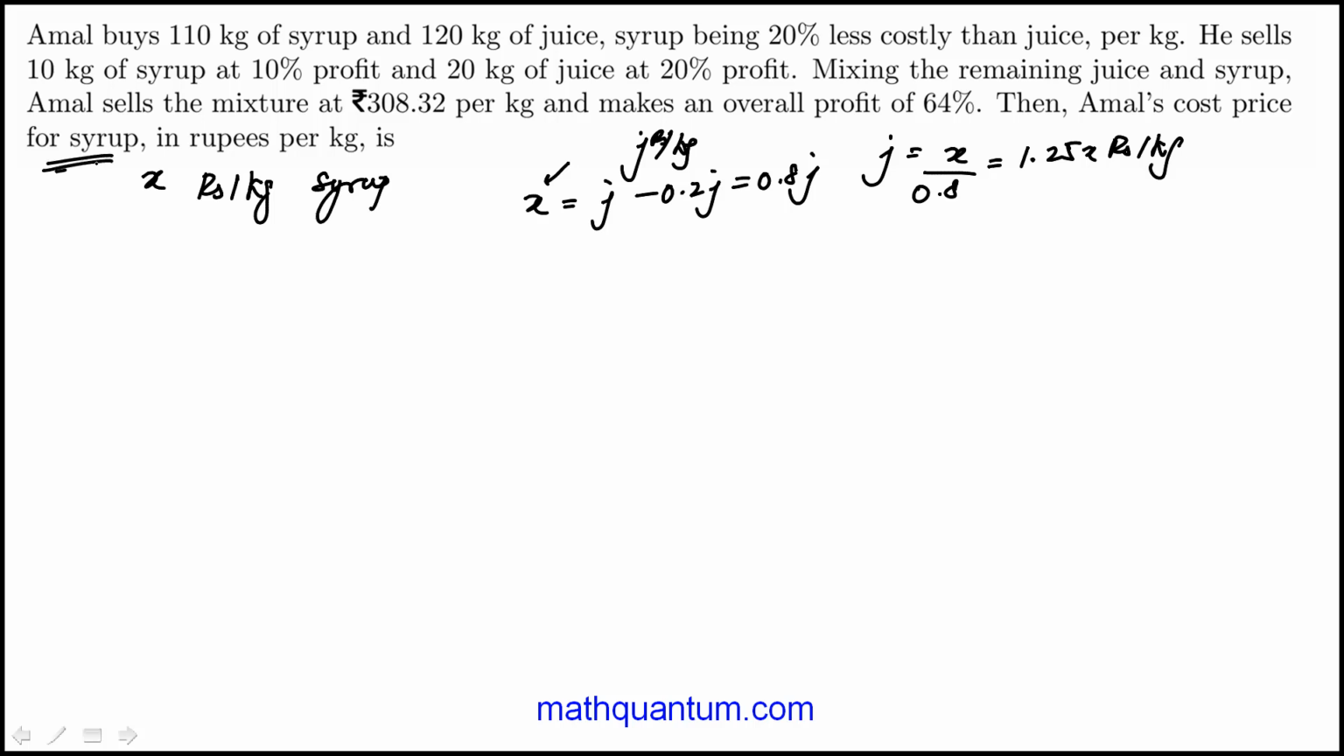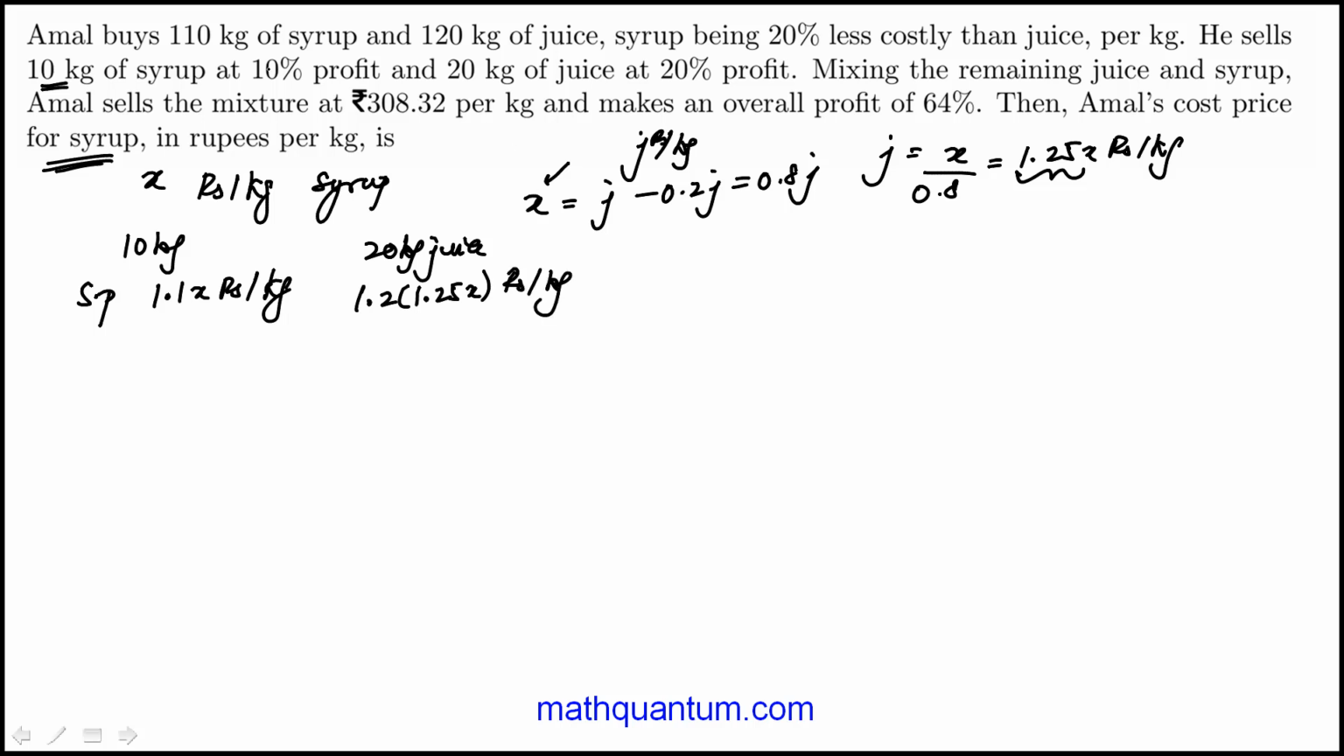And because eventually they're asking us to find x. Now, they tell us that this 10 kilogram of syrup is sold at 10% profit, which means that the selling price is 1.1x rupees per kilogram. And then we have this 20 kilogram of juice, which is being sold at 20% profit. So we have a multiplier of 1.2 on that. That would be the selling price.